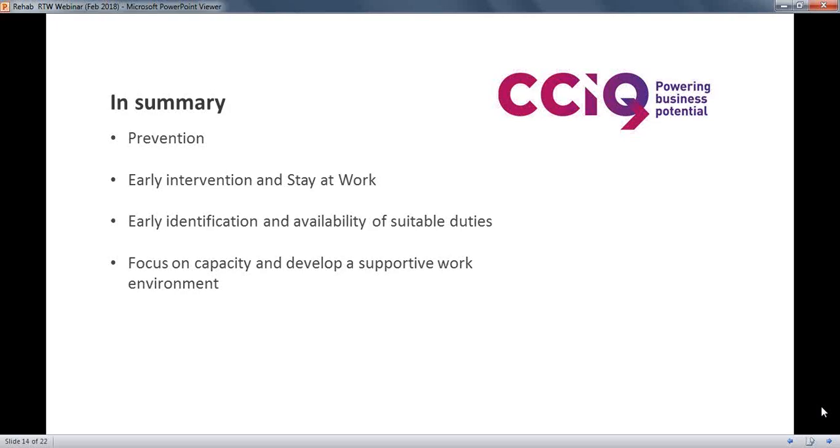And in terms of focusing on capacity and developing a supportive work environment, focus on what the injured worker can do based, obviously, on medical advice, match their capacity with appropriate duties, be flexible to the point where you can reasonably be flexible, without, of course, it being a detriment to the business and or other staff. And overall, provide a supportive workplace that encourages recovery and return to work.